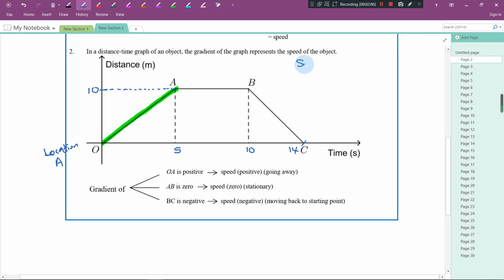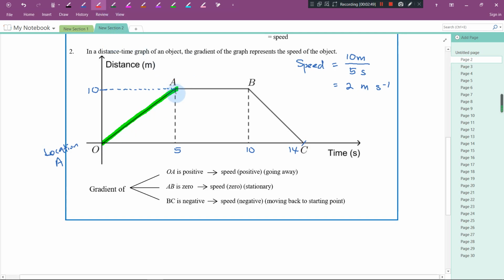So how do we calculate the speed? I hope that you still remember. We take the distance travelled divided by the time taken, right? The distance travelled here is 10 meters, and the time taken here is 5 seconds. When we take 10 divided by 5, you get 2. It's very important, look carefully at the unit. This is meter per second. So it means that the speed of this object within the first 5 seconds is 2 meters per second.